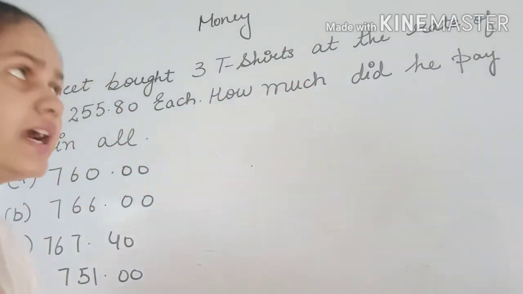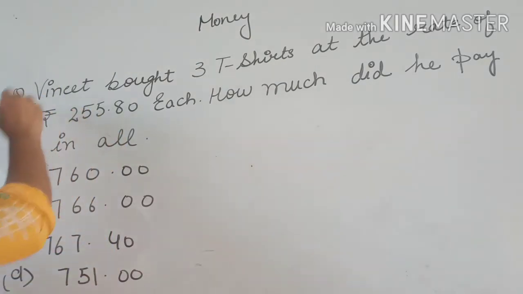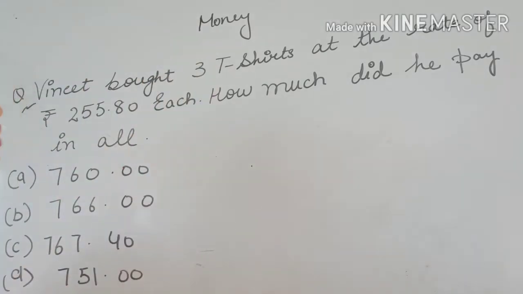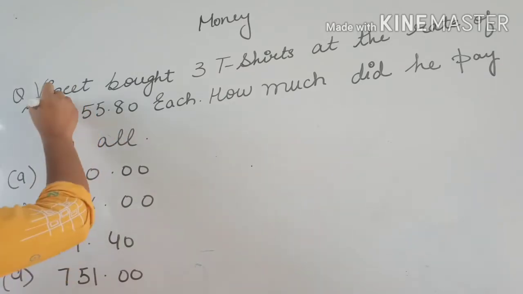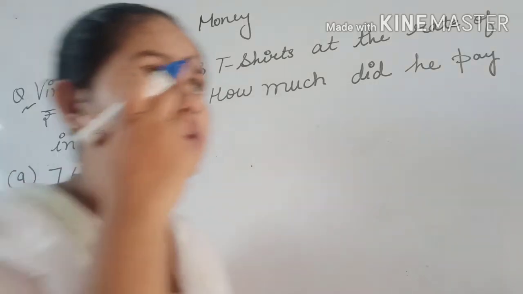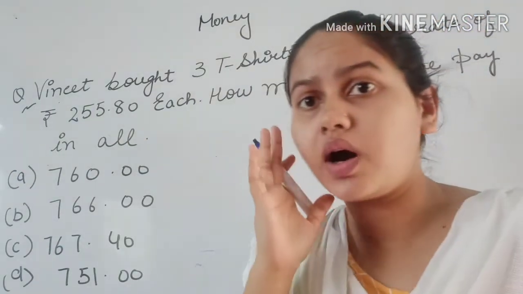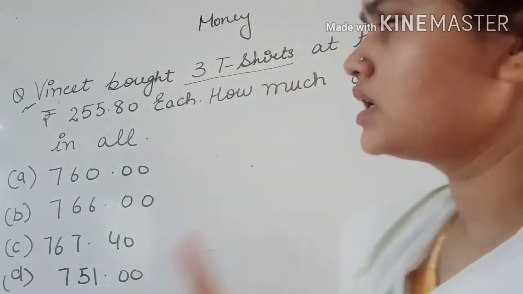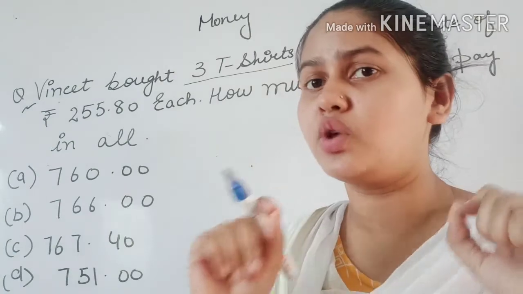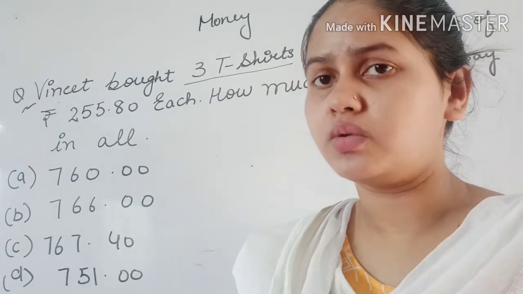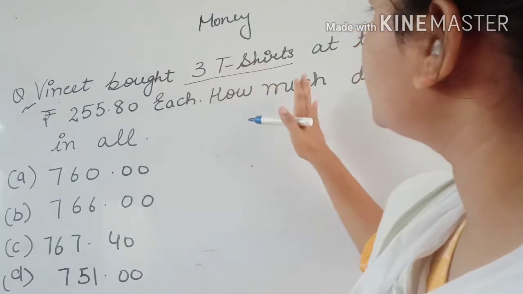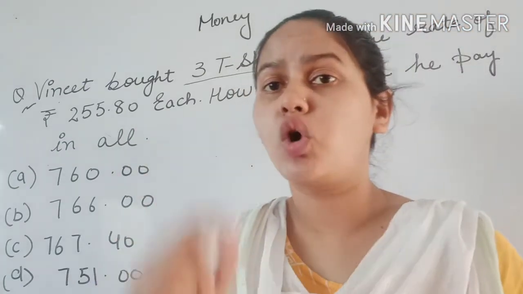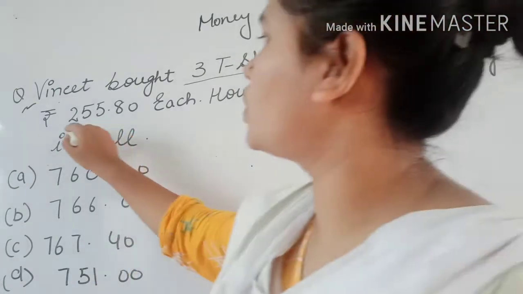Now students, let's start. This is the equation given to you in your test. Suppose this kind of situation, this kind of statement, is given to you. What is the equation given to us? Vineet bought 3 t-shirts. How many t-shirts did he buy? He bought 3 t-shirts. This you have to remember. Please take your copy when you are doing your sums. This is important for you. So you can see the 3 t-shirts at the rate of 255.80 paise. Now this is the cost of one t-shirt.